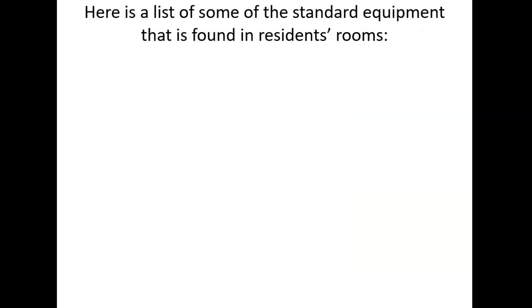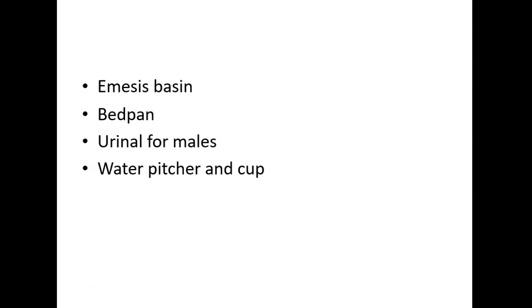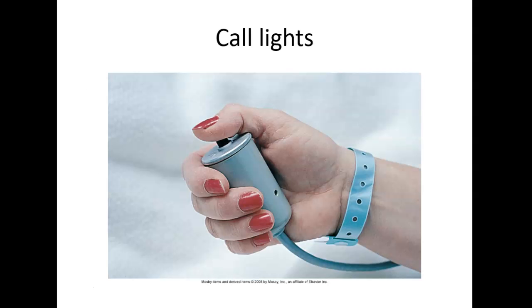Here's a list of the basic standard equipment that's found in a residence room. They'll have a bed, a bedside stand, an overbed or tray table, a chair, a bath basin, an emesis basin. Emesis basin is that little kidney-shaped thing. Emesis means vomiting, so they use it to spit in or vomit in or whatever. Bedpan, urinals for males, water pitcher and cup, privacy screen or curtain, and a call light.